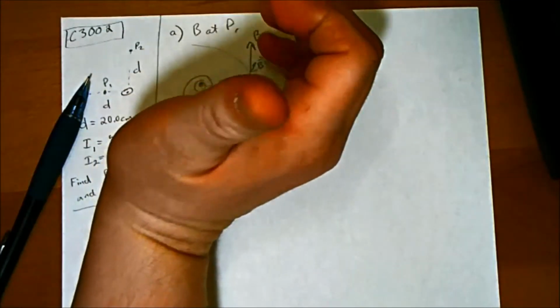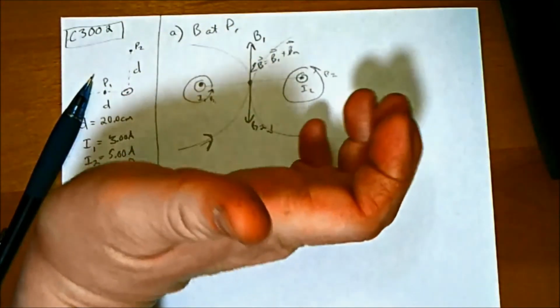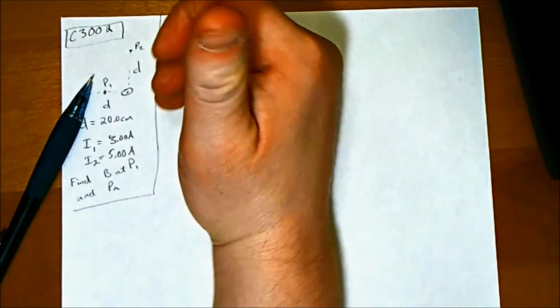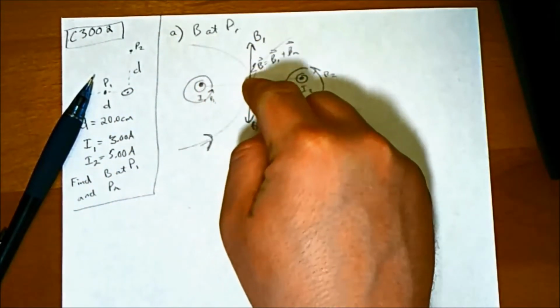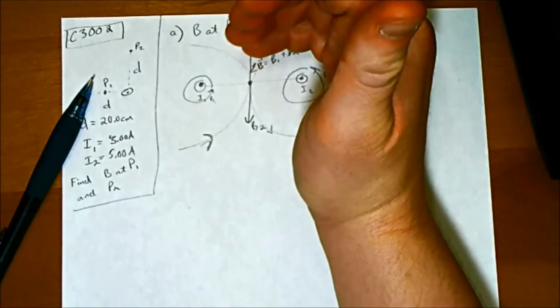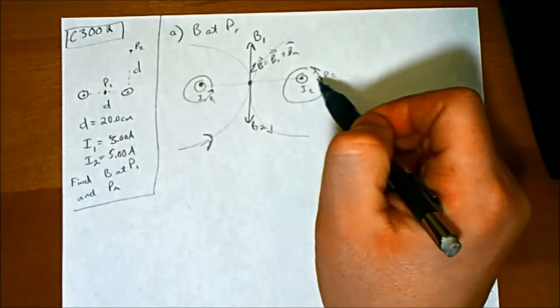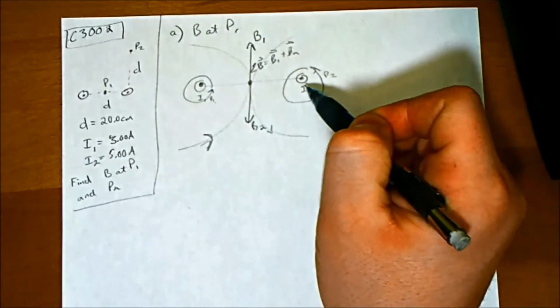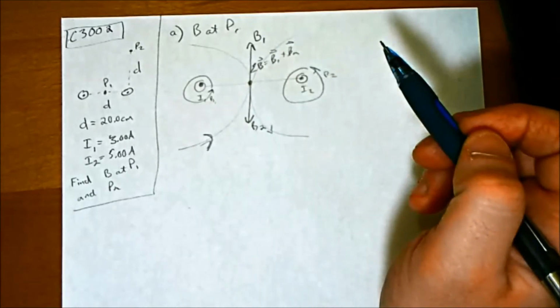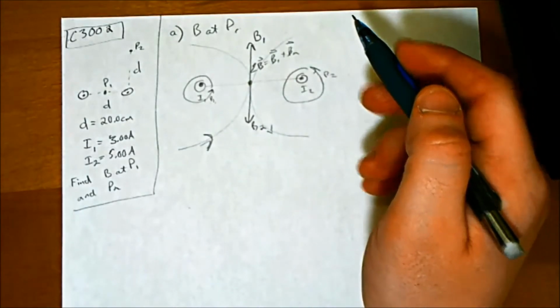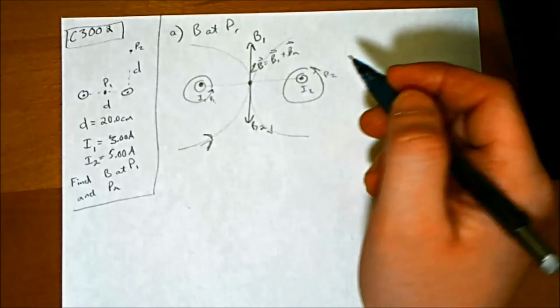So remember, the current's coming out of the page, the field circles in the direction with which you curl your fingers. So since you're curling your fingers this way, on this side of the wire, the field points straight up. For the other wire, the field points straight down. Now, if these two wires were carrying equal currents, these two fields would subtract out, and the total field at that point would be 0. But they are not carrying equal currents. So we have to look at the magnitude of each one.